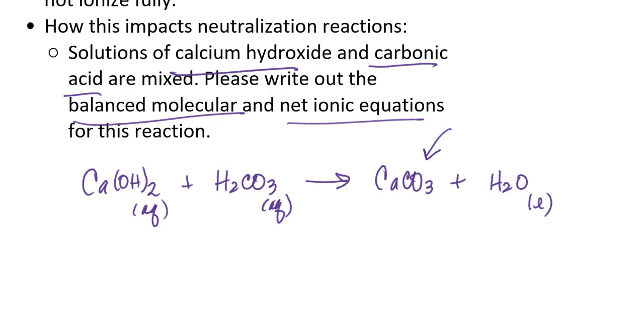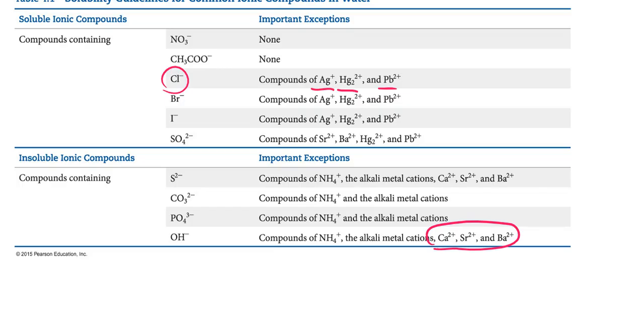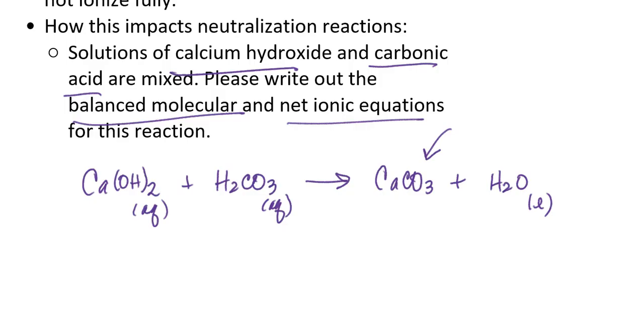Carbonates are typically not soluble. So if that's the case, I have to check the exceptions, and the only exceptions are ammonium cation salts or alkali metal cation salts. And calcium is not an alkali metal, it's an alkaline earth metal. And so as a result, that doesn't qualify as an exception, and so that would mean that this carbonate still is insoluble, and so that would be a precipitate.